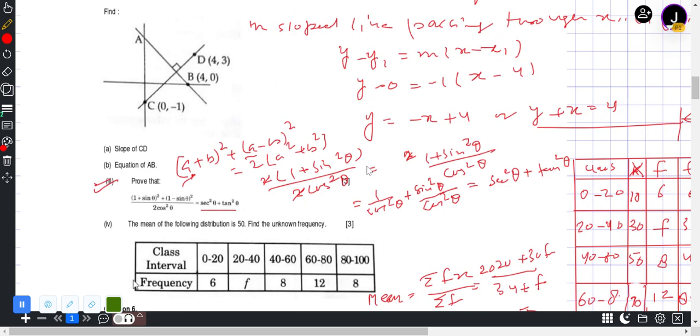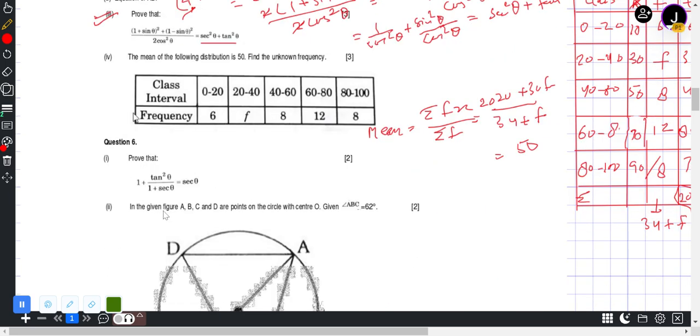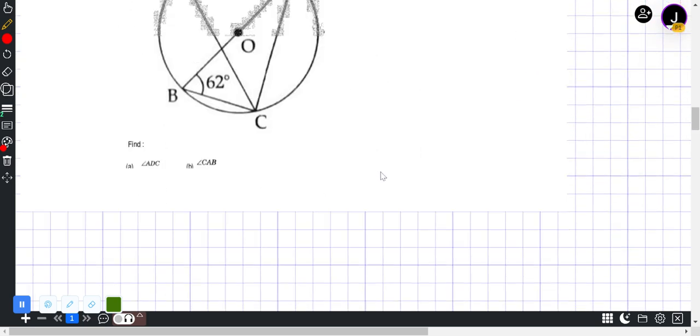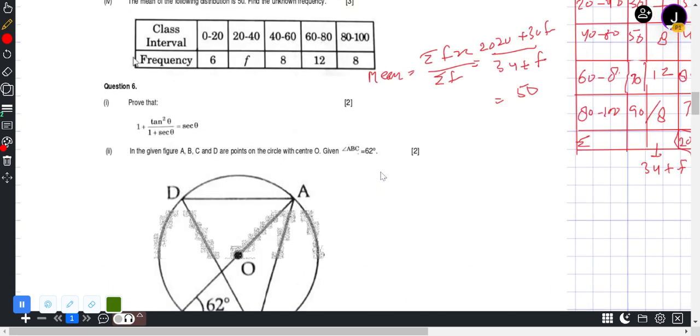Next, mean of the following distribution. This we have done, right? I think this we had left, the trigo one. Next one is prove that (1 plus tan square theta) over (1 plus sec theta) is equal to sec theta. This is also very easy. Okay, so we'll do it right here. So we have 1 plus tan square theta over 1 plus sec theta. LHS.